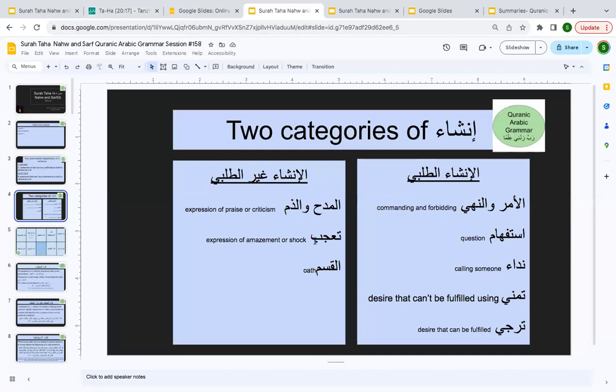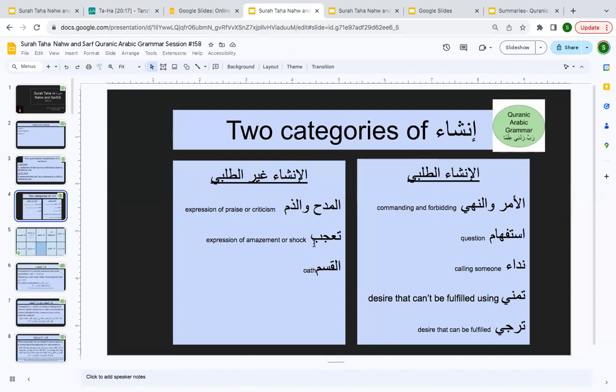Clear? When Allah says hasuna ulaika rafiqa, how good are they as friends? It's all praising, and again it is going to be al insha ghayr talbi, right?